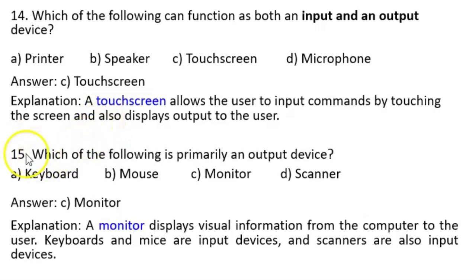Question number 15. Which of the following is primarily an output device? Keyboard, mouse, monitor, scanner. The output device is the monitor. The keyboard, mouse, and scanner are input devices.